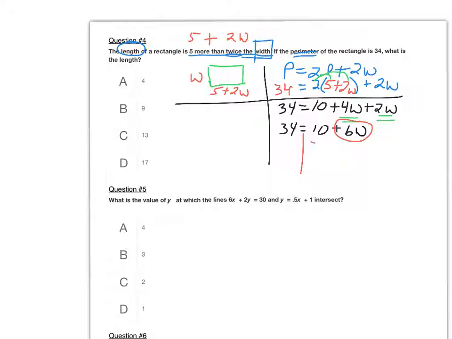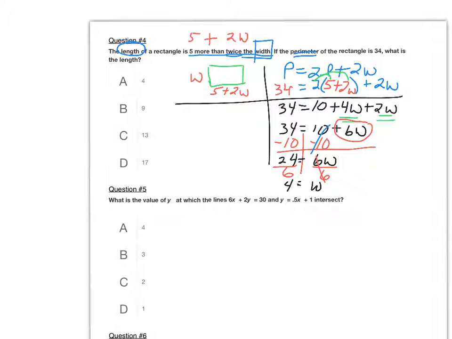The 10 has to move. The opposite of a positive 10 is negative 10. So the 10's cancel. And on the left side, you get 24 equals 6W. Focusing on my variable, 6 is being multiplied to W, so to undo multiplication, I'm going to divide both sides by 6. And so I get 4 is equal to W.